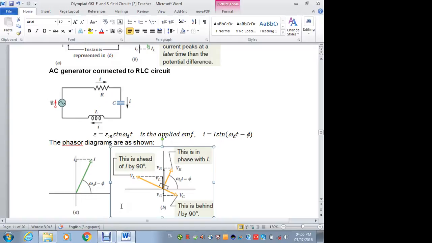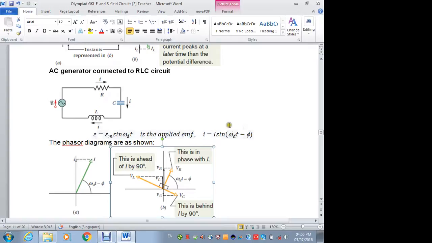Okay. So if you connect the electrical source to an RLC circuit, then you have three components together, right? Of course, it will become messy if you don't have a phasor diagram to help. Let's look at the source first. The source will have a sinusoidal function because it's an AC. So Em sine omega t is the applied EMF.